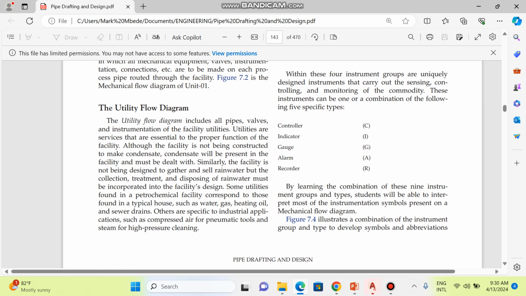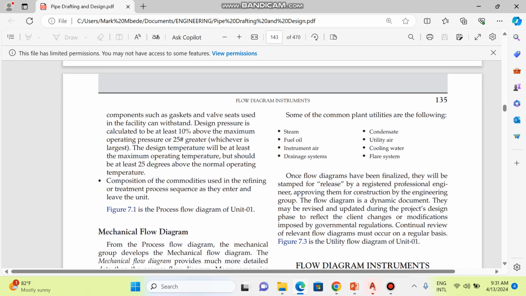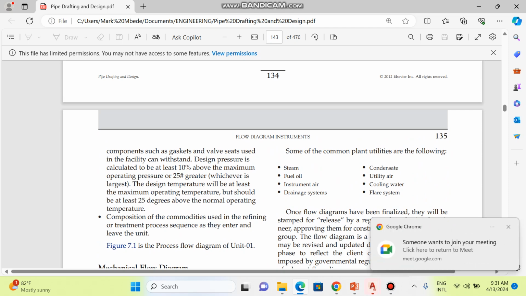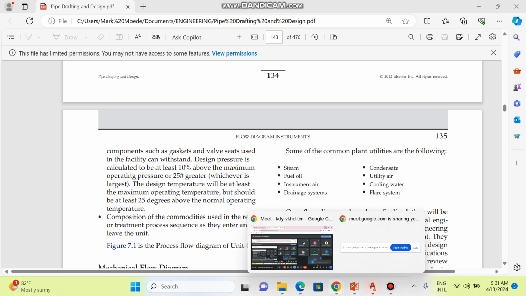No. Your LPG, those are your main lines. But your utility lines are those lines that make all those other parts of the facility function. So they are also essential. So that is the difference. These are some common utility lines that you see in industry. You have your steam utility line, your condensed air, your utility air, your instrument air, your cooling water, your drainage system, and your flare system.